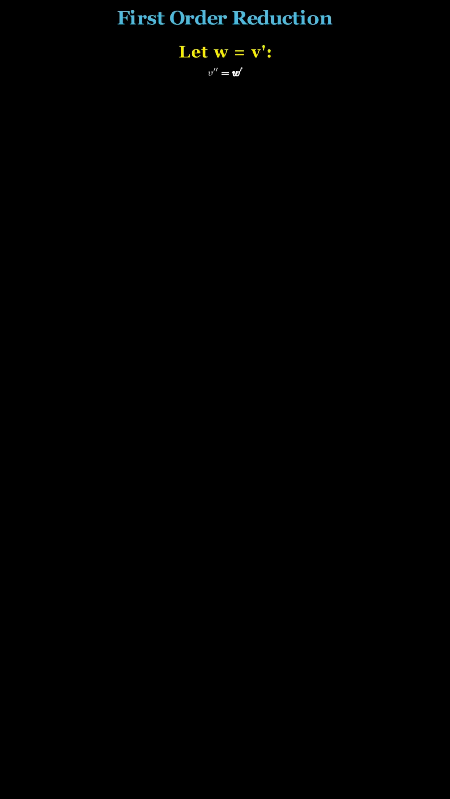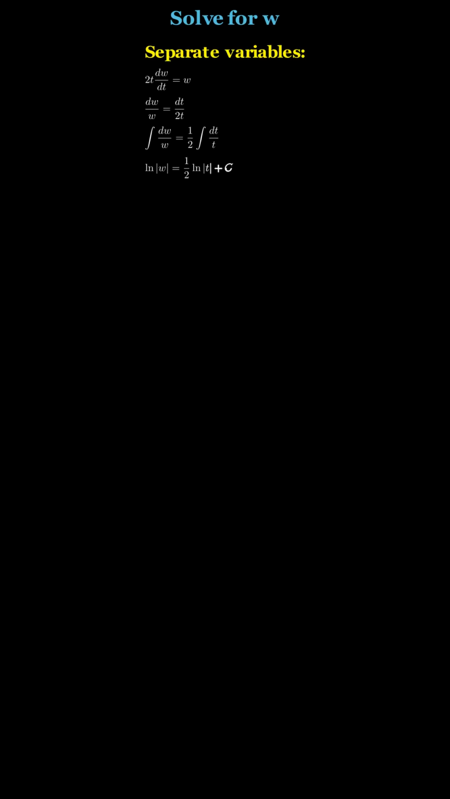Let w equal v prime. Then the equation becomes 2tw prime minus w equals 0, which is a first-order separable equation. We solve this separable equation for w. Separating variables and integrating gives w of t equals c times t to the 1/2.